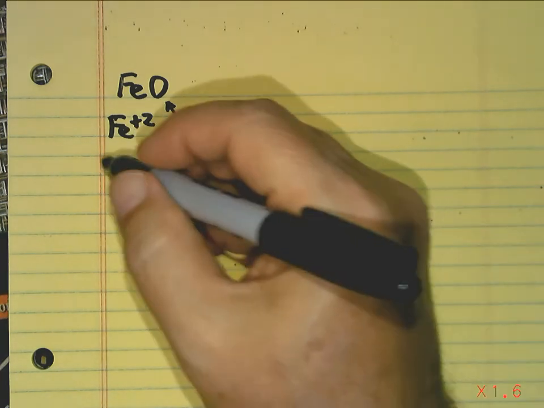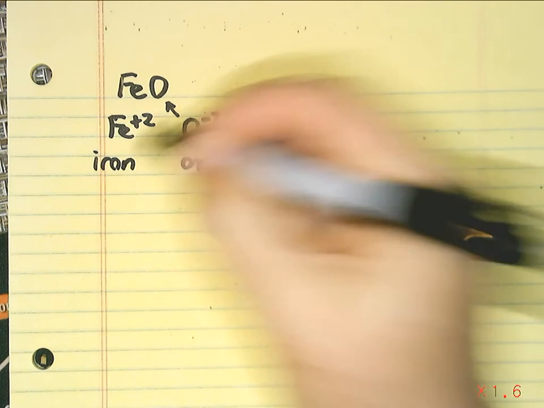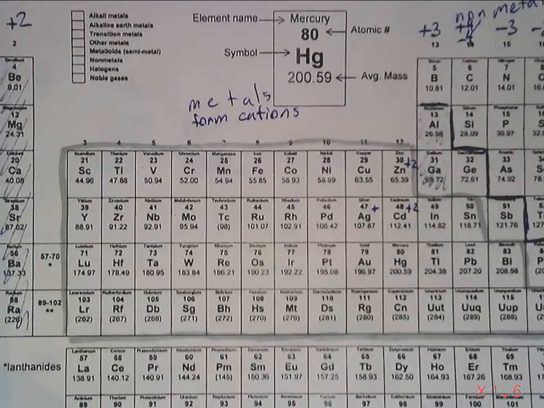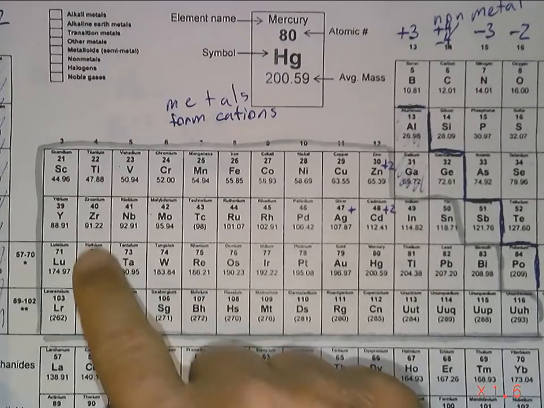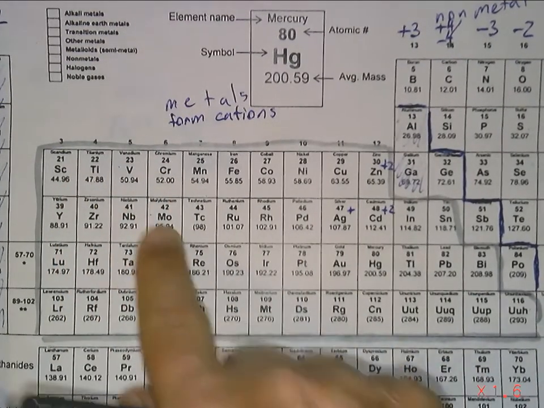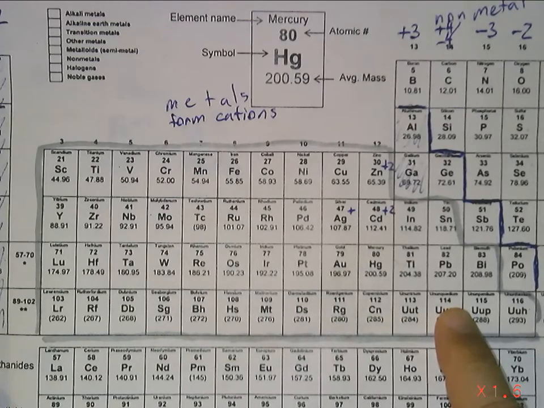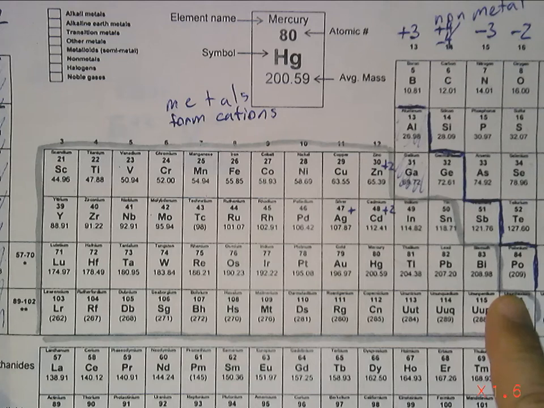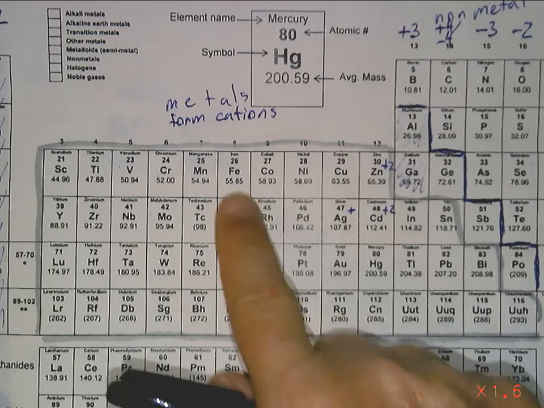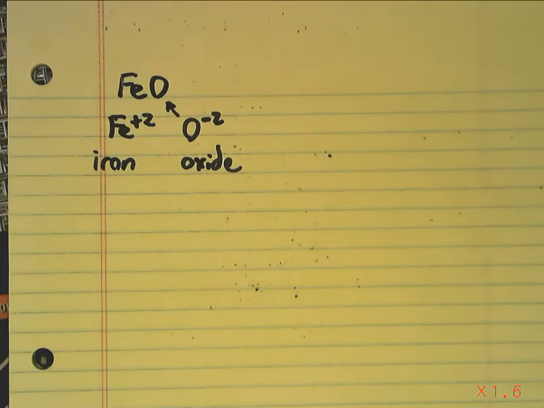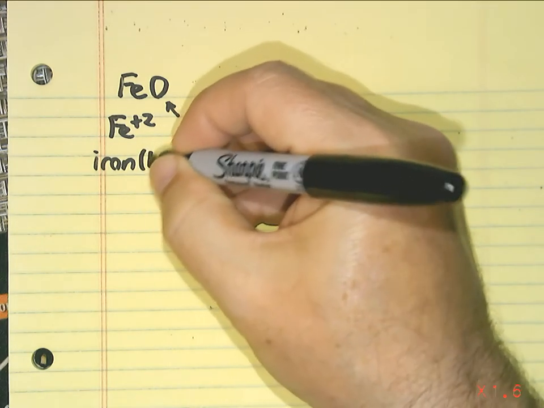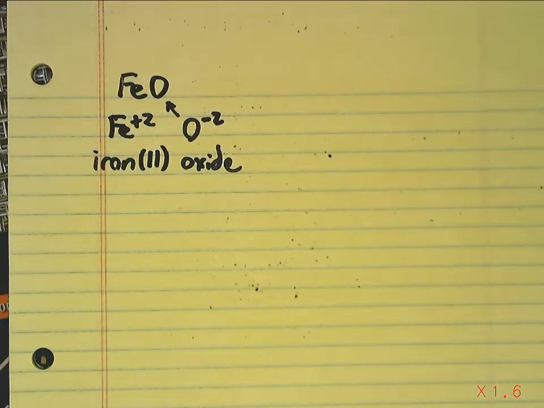Now, I can't just say iron oxide. Why not? Remember from the last video, I colored in this area on the periodic table where you have metals that can have variable charges. So they can have more than one charge. And when you have an element that is inside this area here, you need to use a stock number, a Roman numeral, that tells you what the charge is. Iron is in this area. So I can't just say iron oxide. I have to say iron 2 oxide.